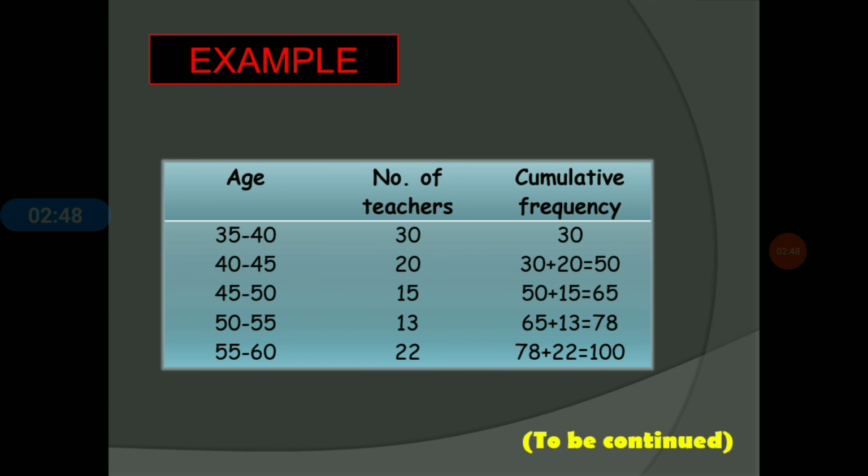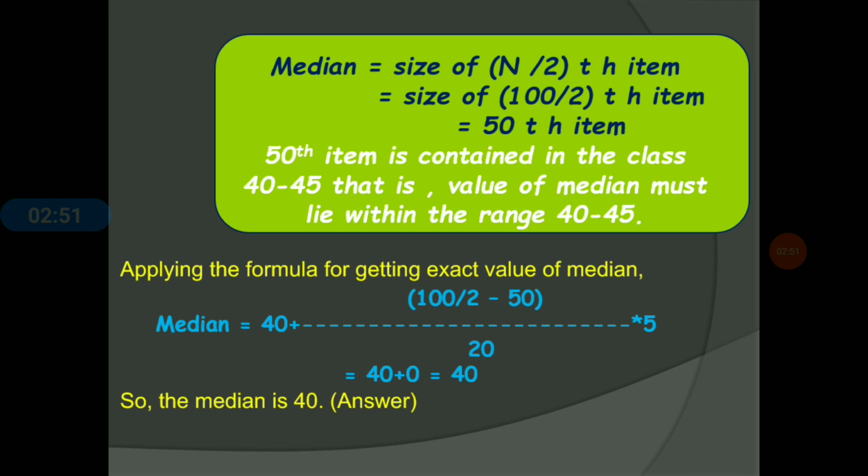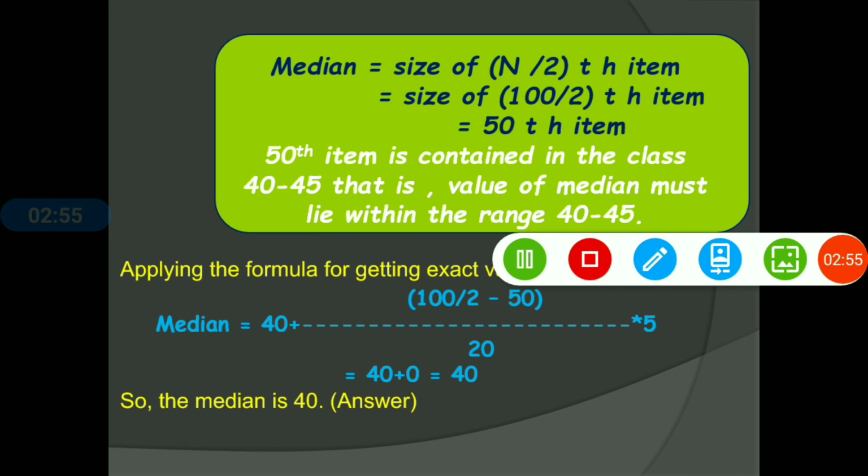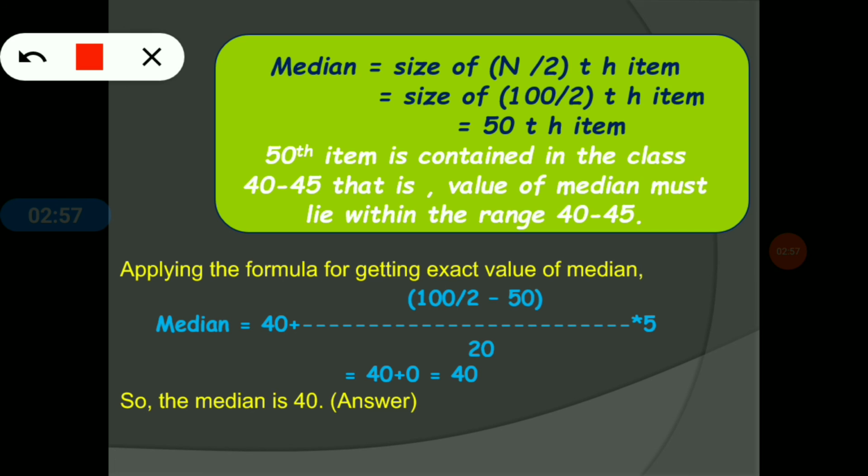So now going to the next slide. Here we can see the median is equal to the size of the n by 2th term. Okay, n is equal to 100, we know that. So 100 by 2 means the 50th item. The 50th item is contained in which class? This is in the 40 to 45 class. So the value of median must lie within the range of 40 to 45. So the class is 40 to 45.